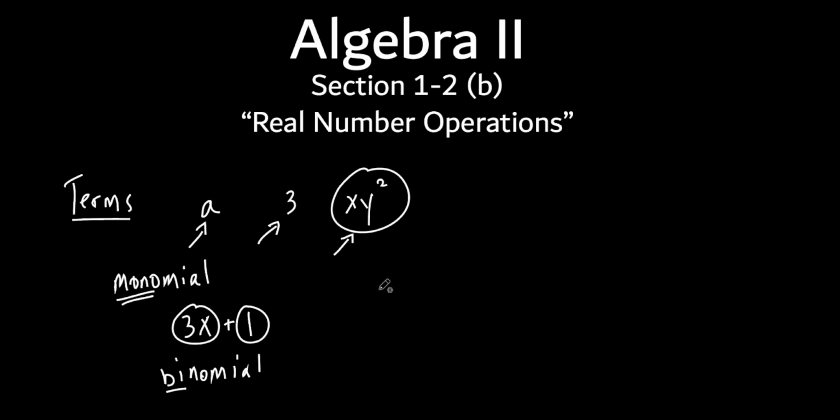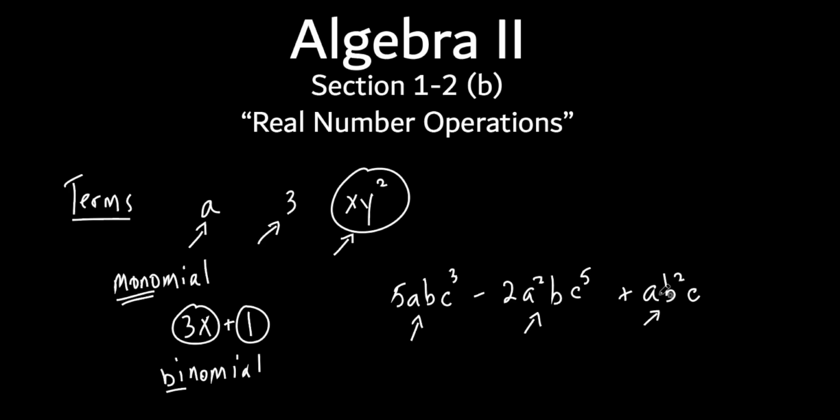And of course, if you had three, that'd be easy. What's that? I'm not going to write it down. What if you had three different terms? That'd be a trinomial. I will write it down. Let's say, I don't know, 5abc cubed minus 2a squared bc to the fifth plus ab squared c. What if you had something like that? Okay, that would be what? Trinomial, because there's three terms. They're separated by a plus or a minus. This would be one term, that would be another one, that would be another one. And they're all different terms.